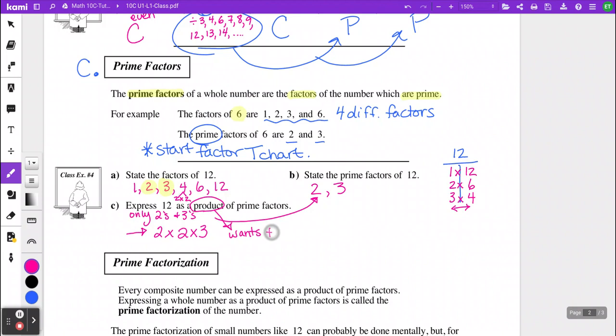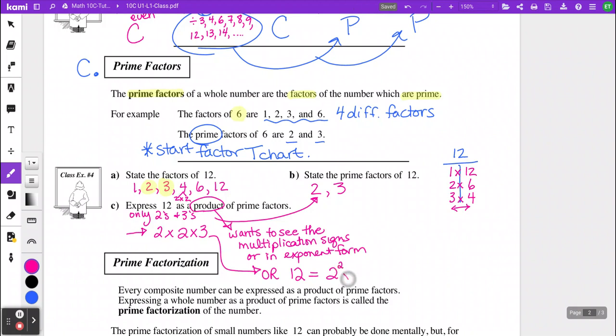Okay, so it wants to see the multiplication signs. Or in exponent form. So because we have two 2's, we could also write this like this: 12 equals 2 squared, there's two 2's, times 3. Okay?